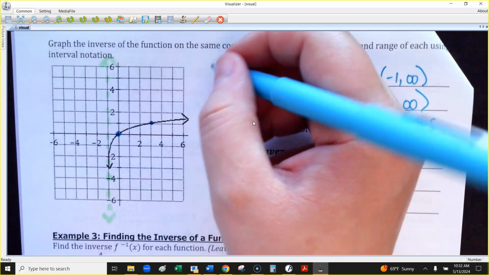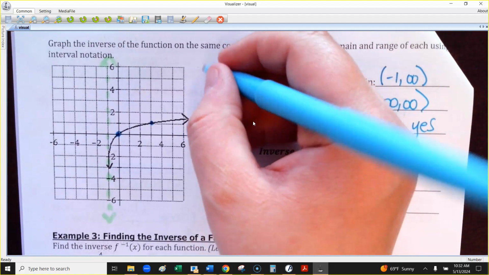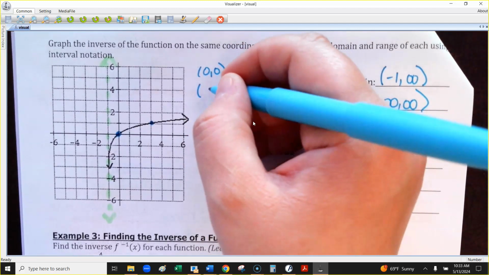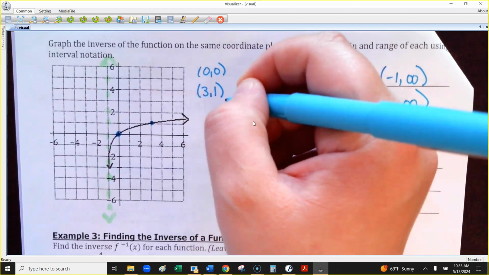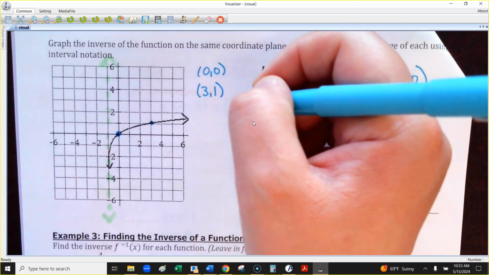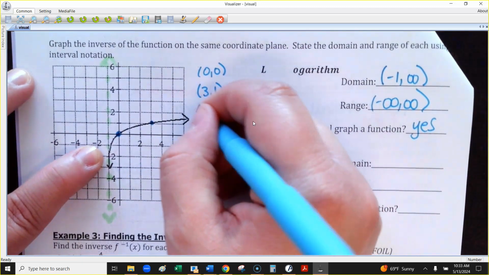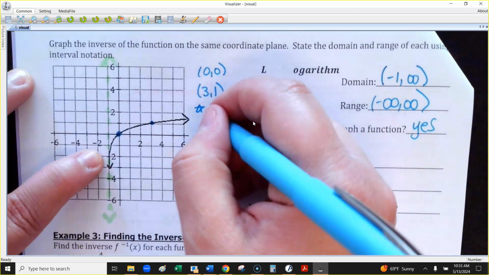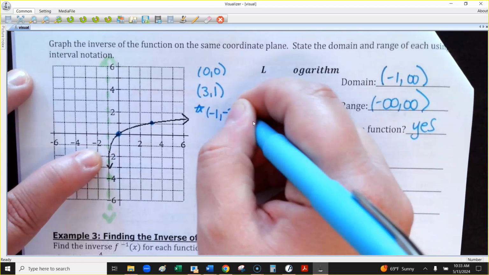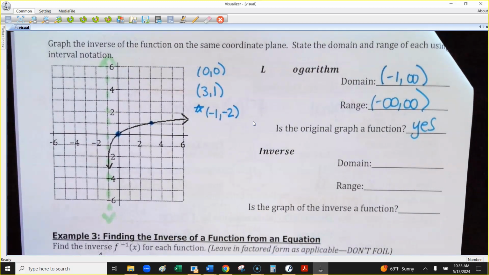let's see, looks like I'm going through 0, 0 as one of the points. And then I have the point, looks like 3, 1. And I don't actually touch this point, but I'm going to use it. I'm not actually touching this point, but it looks like it gets really close to -1, -2, just to help me do the asymptote on the other side. I'm putting a little star next to that because I don't actually touch that point. I'm just going to kind of draw a dot there.